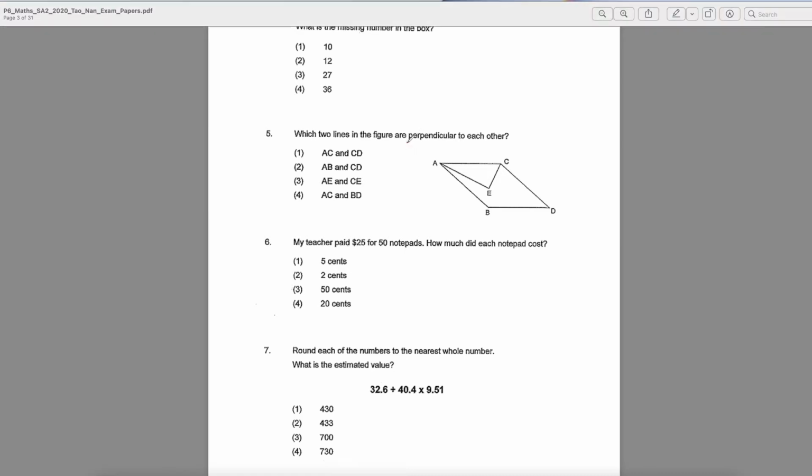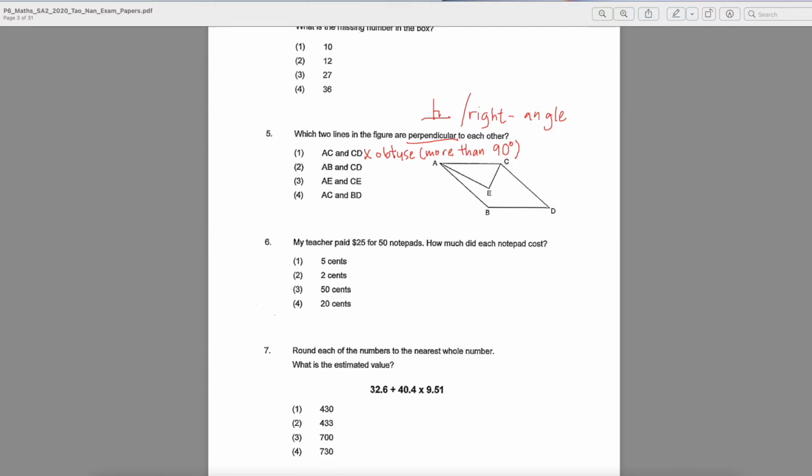Alright, for question 5, which two lines in the figure are perpendicular to each other? So perpendicular, I'm gonna underline it, and it means right angle, okay? So let's see the first option, AC and CD. AC and CD is this angle, and it's not perpendicular because it's an obtuse angle. That means it's more than 90. Okay, obtuse means more than 90 degrees.